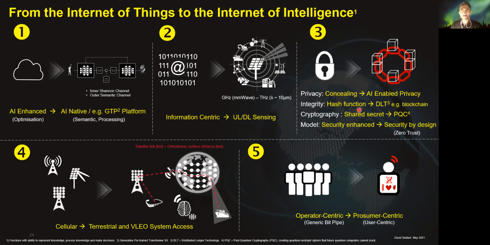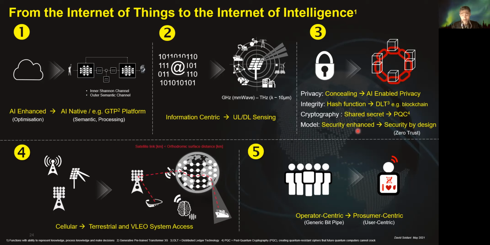Integrity is achieved through hash functions. That means we generate a message digest, and what we are expecting next is to make the system much more robust. Here we are thinking of distributed ledger technology, and we are all familiar with the blockchain. Cryptography today is all based on a shared secret key, which is stored in the core network and in the SIM card, and through this key we derive all other keys so that we can achieve end-to-end cryptography across the 5G system. What we are expecting next is to have in place post-quantum cryptography, creating quantum-resistant ciphers that future quantum computers cannot crack.